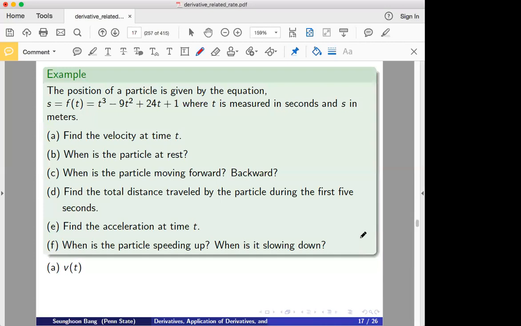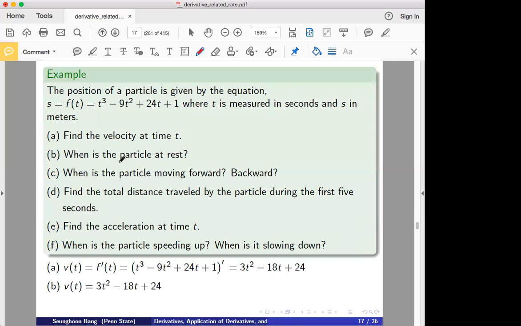Yes, the derivative of the position function. f prime of t is the derivative of t cubed minus 9t squared plus 24t plus 1. Exactly. First one, 3t squared, minus 9 times 2t, plus 24t gives 24, and the derivative of 1 is 0. So we have it.